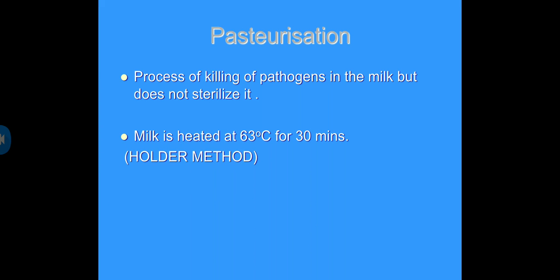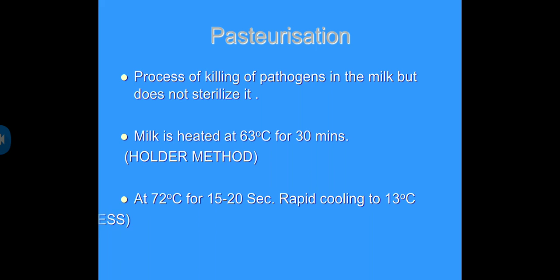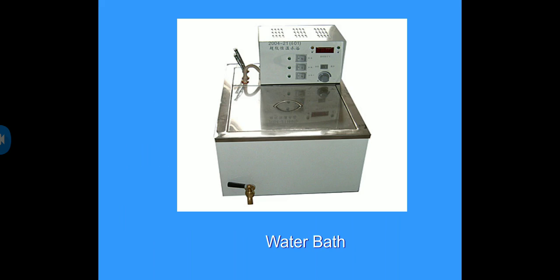So, first of all, see what pasteurization is. It is the process of killing pathogens in the milk but it does not sterilize it. Milk is heated at 63 degrees Celsius for 30 minutes. This is called the Holder method. At 72 degrees Celsius for 15 to 20 seconds, with rapid cooling to 13 degrees Celsius, the process is called the flash process.